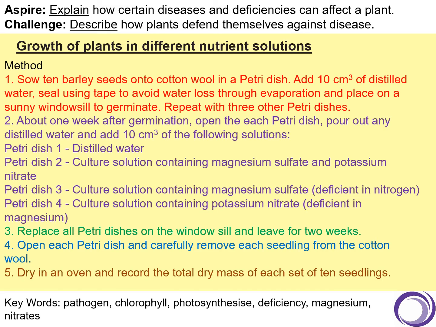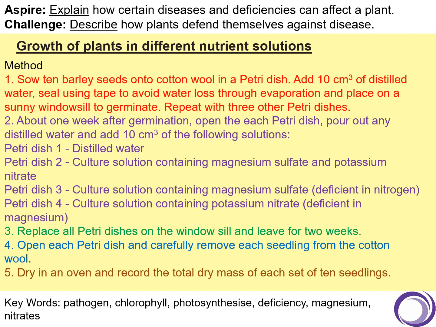Okay, so an experiment that you can do to see the growth of plants in different nutrient solutions is as follows. You can sow 10 barley seeds onto cotton wool in a petri dish, add 10 centimetres cubed of distilled water, seal the petri dish using tape to avoid any water loss or evaporation, and place it in a sunny windowsill to germinate, and then repeat this with 3 other petri dishes. Then about 1 week after germination, open up each petri dish, pour out any distilled water and add 10 centimetres cubed of the following solutions.